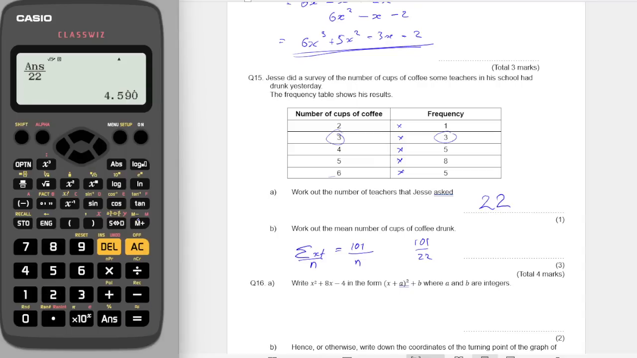So 4.59. 590. So that's going to be, I'm going to say 4.59.